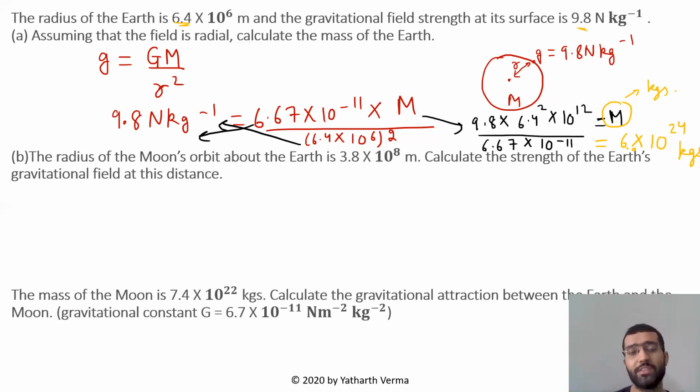Now in the second question, what is there? Quickly you can pause and read the second one. The radius of the moon's orbit around the earth is given. It's important that we are able to visualize what's happening here. The radius of the moon's orbit around the earth. So basically the earth is there and the moon is orbiting.